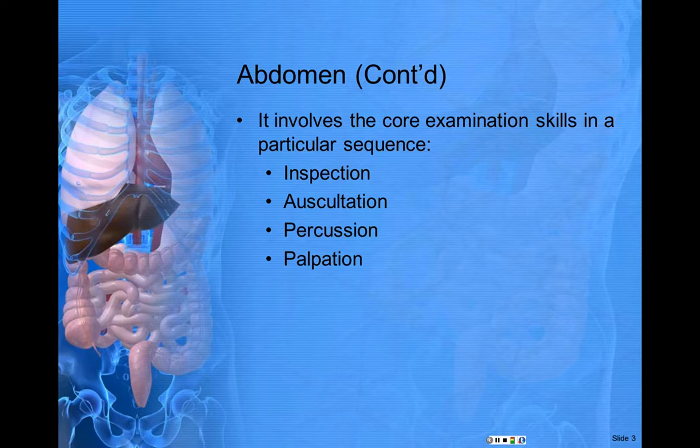In the abdomen, we first inspect, just like we do other systems, but we auscultate before we do any other touching. So before we do percussion or palpation, we auscultate first, because the percussion and palpation may actually interfere with our auscultation and what we hear. So we need to do the auscultation first. Again, just make sure you remember that this sequence is a little bit different for the abdomen than other body systems, and you will need to remember this.